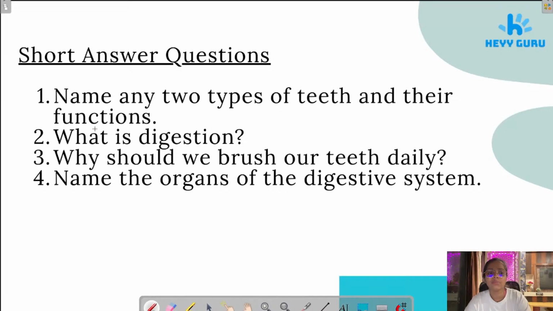Okay, then moving forward, you have to answer in short. Your first question is name any two types of teeth and their functions. I am changing this question: you have to tell me all the four types of the teeth which I taught you.